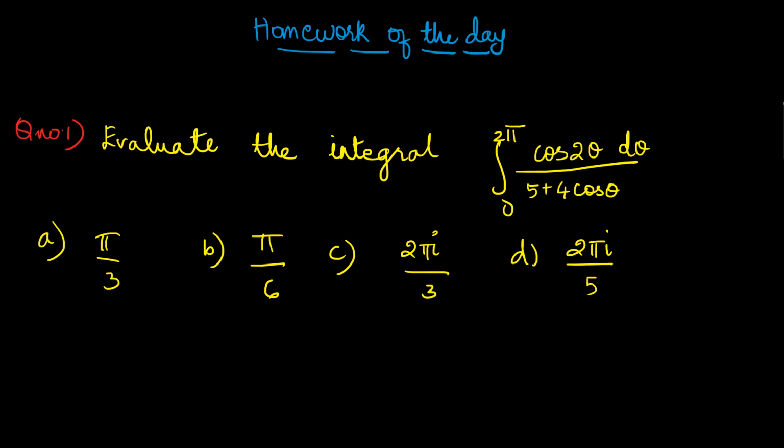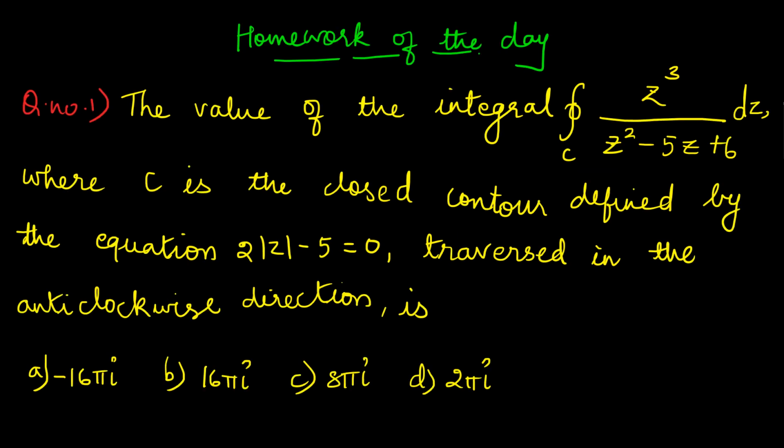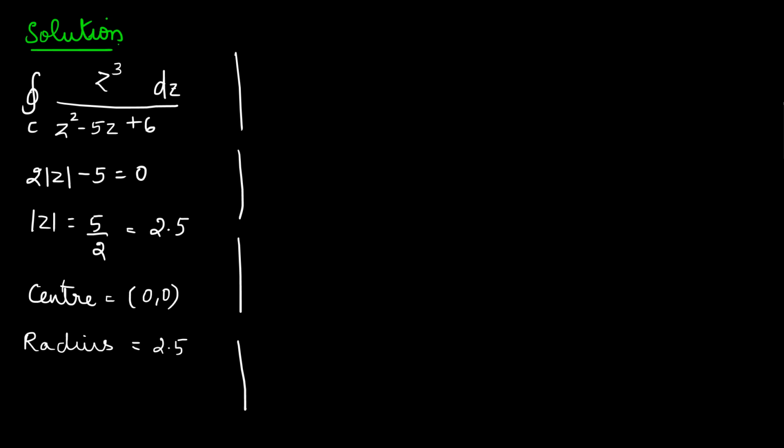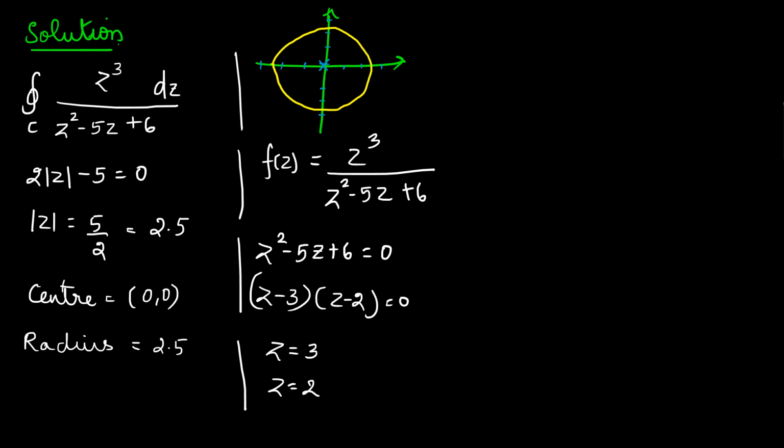Okay, now let us see our previous homework solution, where this was the homework, and this is from the closed interval, that is, closed contour, and now we have to solve this. So here we know that the center is 0, 0, that is the origin, and the radius is given as 5 by 2. So the radius is 2.5, right? So now we are going to draw the circle with radius 2.5 and the center at the origin. So you get this, and then we have this function.